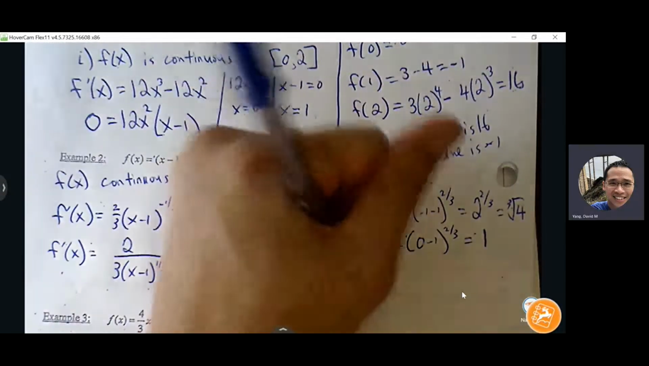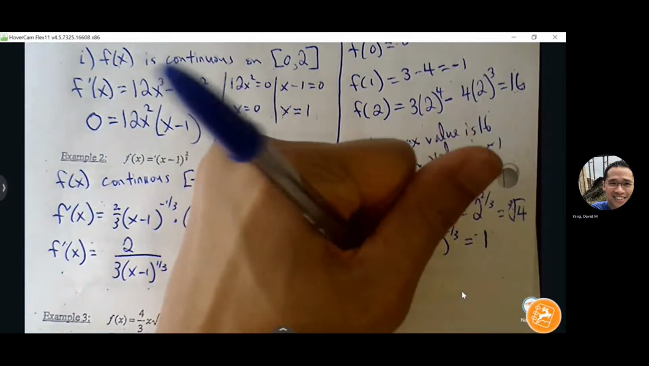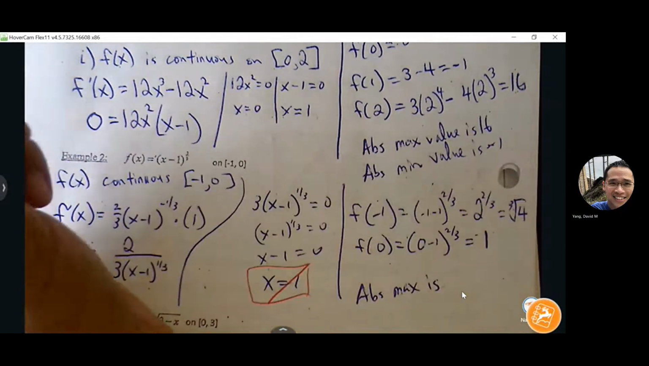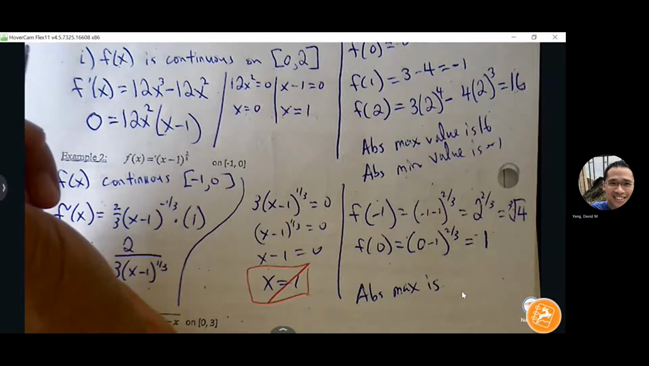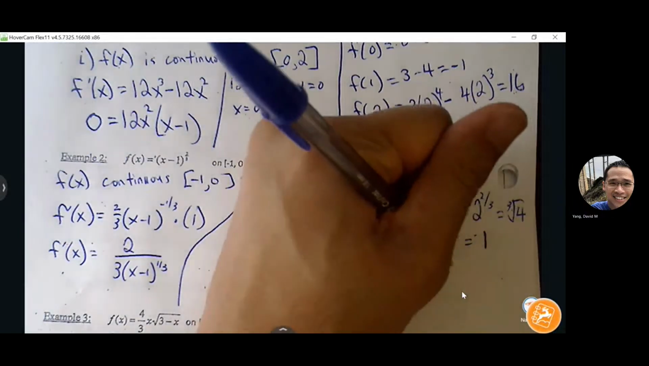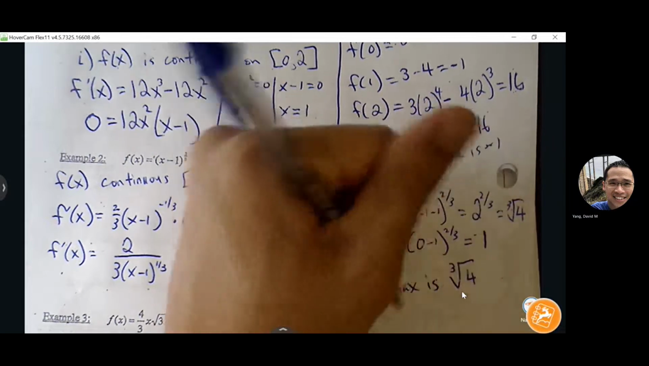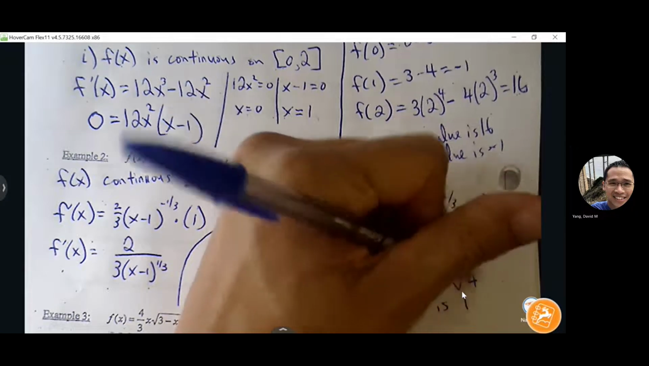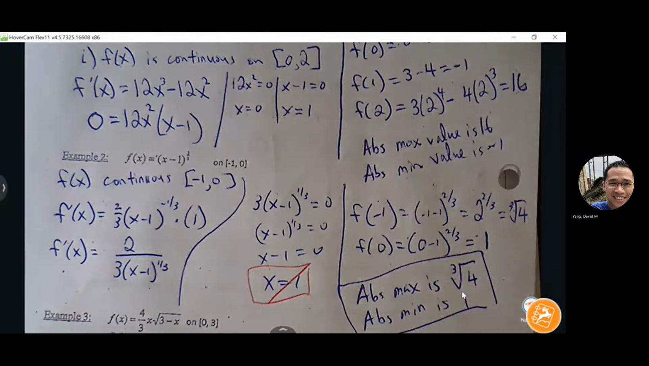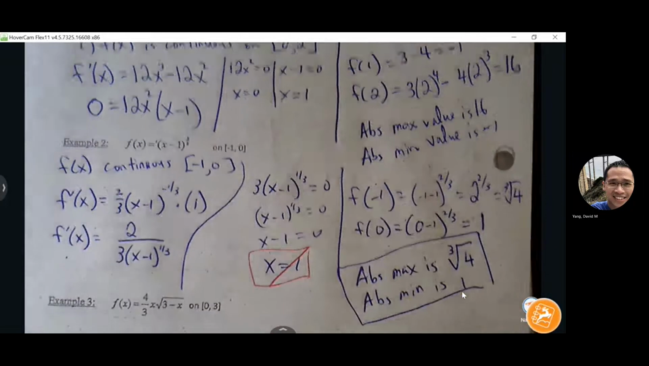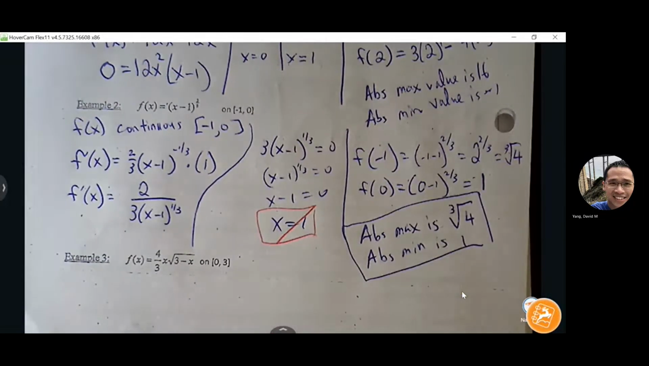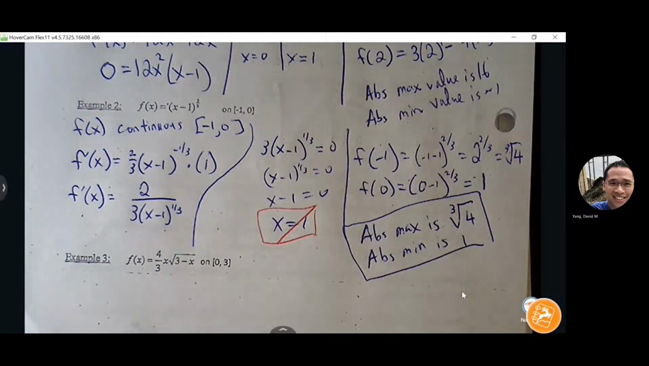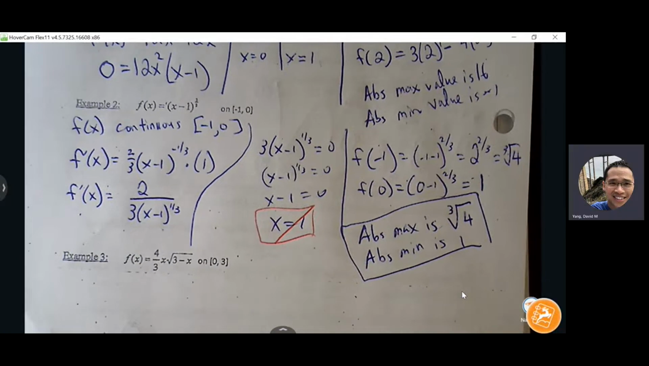So comparing these two values, absolute max is cube root of 4. And absolute min is... okay, any questions here?